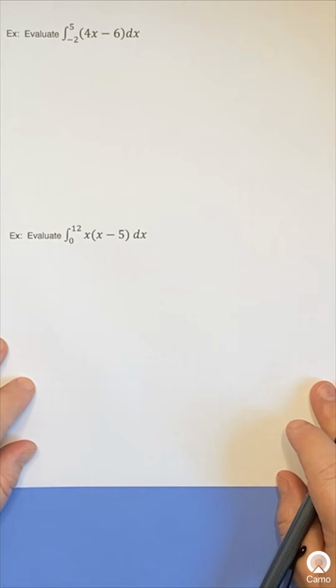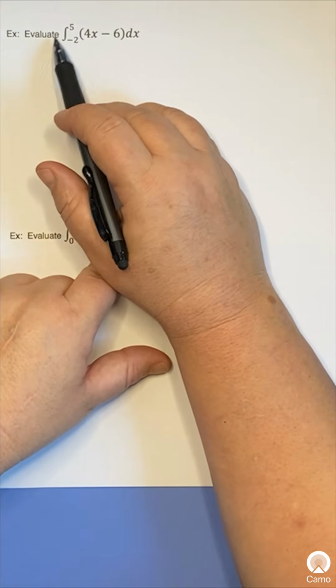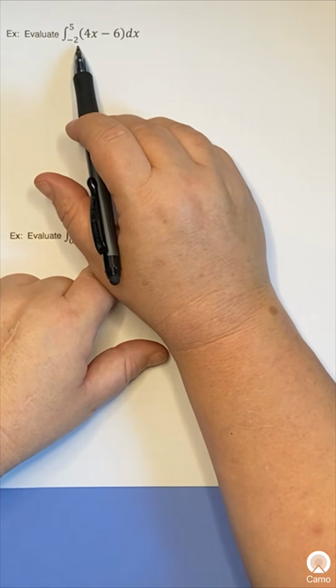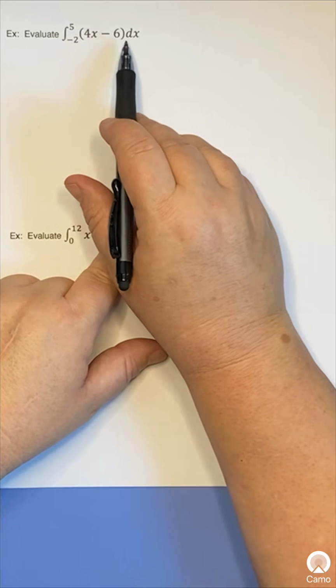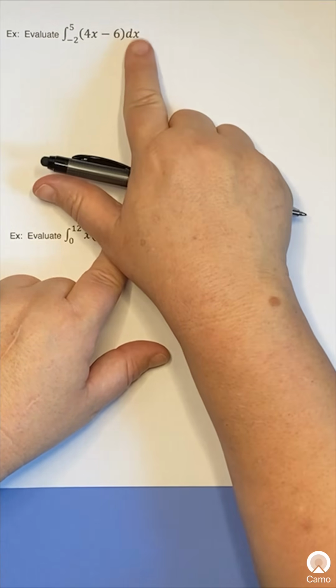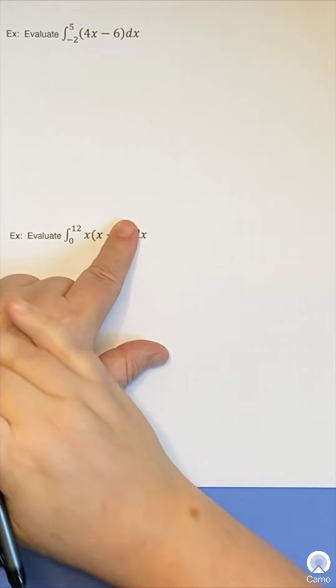Okay, so let's look at this. You'll notice this looks very similar to the first problem. And this one is evaluate the definite integral between negative 2 and 5 of 4x minus 6 dx. And again, the dx has to be there. Remember we talked about that with the indefinite integral.